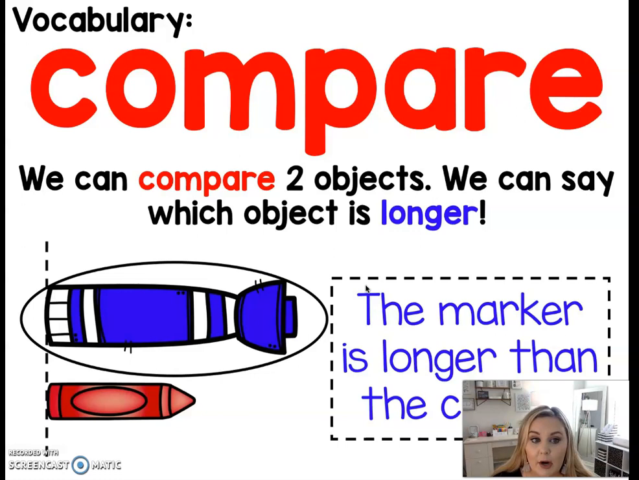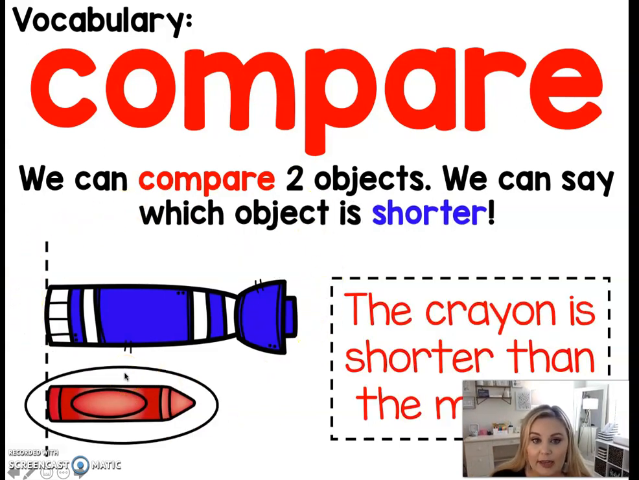So when we compare, we can compare two different objects and we can say which object is longer. The marker is longer than the crayon. So if you look right here, remember when we did this with height and we did our air circles? So the marker is circled because it is longer than the crayon. Now remember, we could also reverse that. So we can compare two objects and we can say which one is shorter. The crayon is shorter than the marker. So you can see the big circle is around the crayon because it is shorter than the marker.